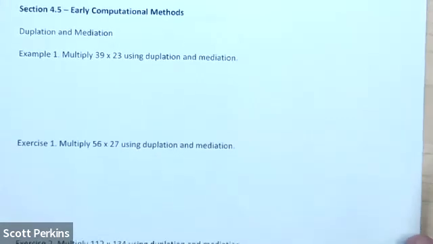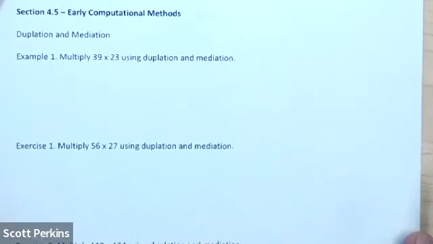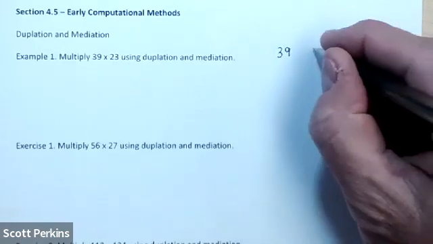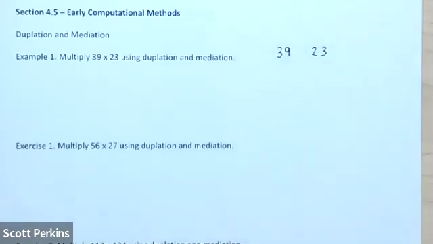So what I'm going to do is create two columns, each with a heading. The first one is going to have the heading 39 and the second one the heading 23. Okay, so that's how we start. It doesn't matter what order; you could just as easily perform the duplication and mediation with the 23 on the left column and the 39 on the right column. It's not going to make a difference. But once you've assigned them a column, you're going to do something different with the left column than you're going to do with the right column.